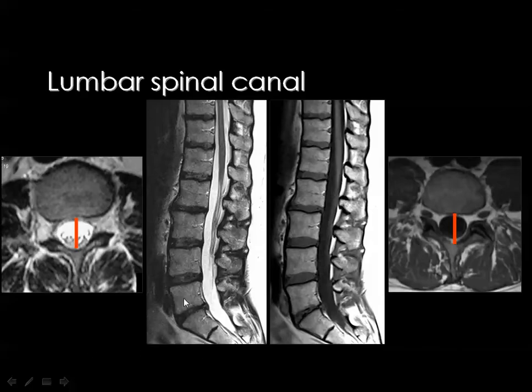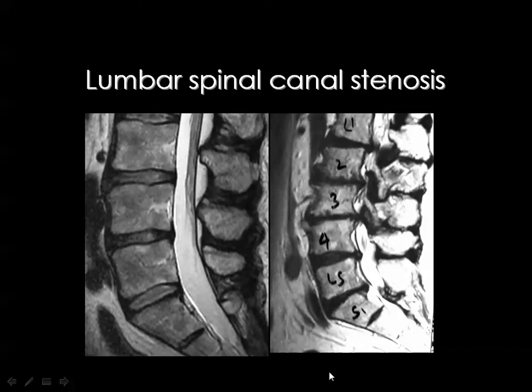Then, if you look at the axial image without measuring the diameter of the spinal canal, if you can see that the thecal sac is rounded and is surrounded by adequate epidural fat, then you can consider that this canal is normal. Also, in the sagittal view, if you see the cauda equina nerve roots are surrounded by adequate CSF, you consider this canal normal.